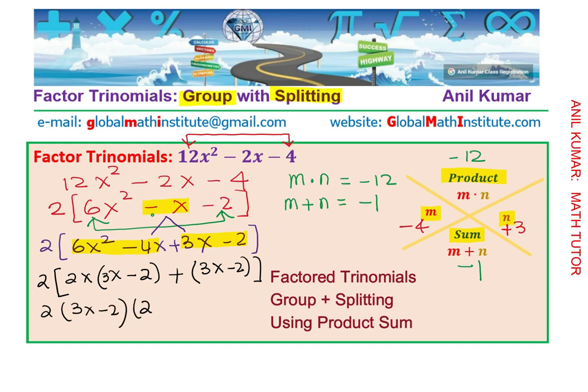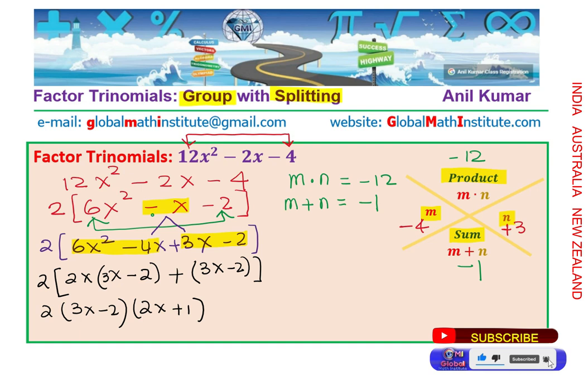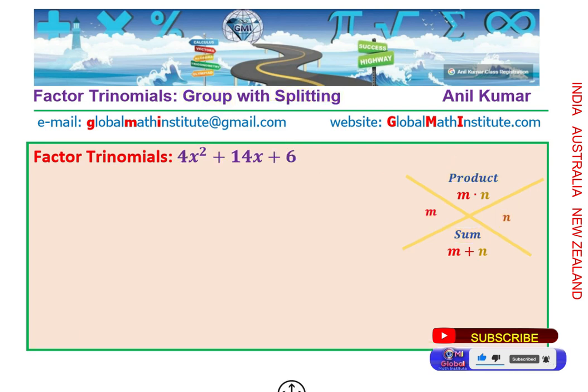And we get 2x plus 1 as the other factor. So we have factored the trinomial. Perfect. Makes sense, right? So that is how we are going to use this strategy. So you can now clearly see how we have done it. And let's now move forward with the rest 8 questions. We have 9 in all.